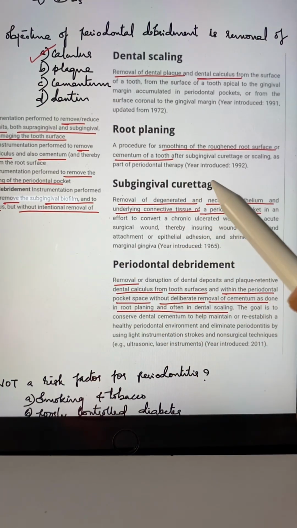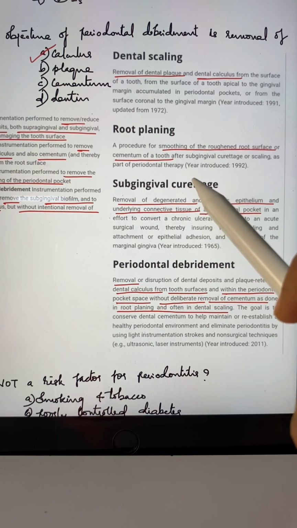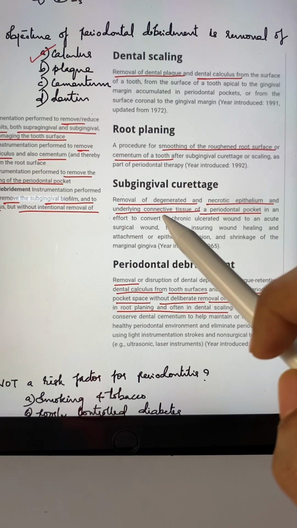And curettage is different. Curettage is mainly done in the case of pocket cases, where we need to remove the necrotic tissues and the soft tissue lining. All of that we remove with the help of this curettage.